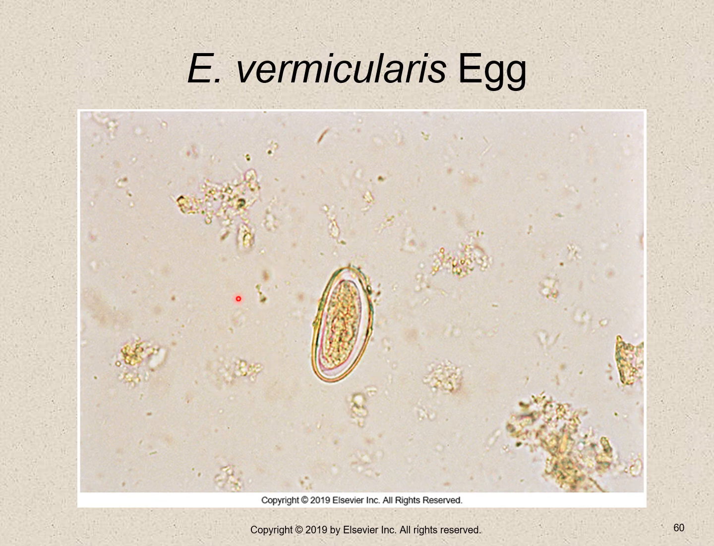So here's an example of an Enterobius vermicularis egg on an unstained wet mount. So you can see the C shape of the embryonated egg and the slightly flattened side.